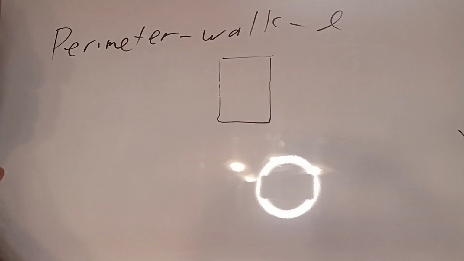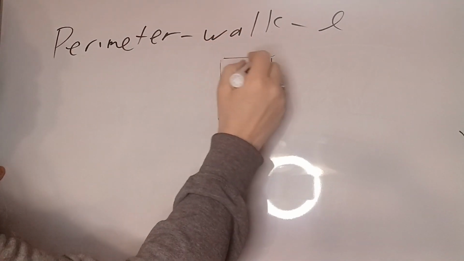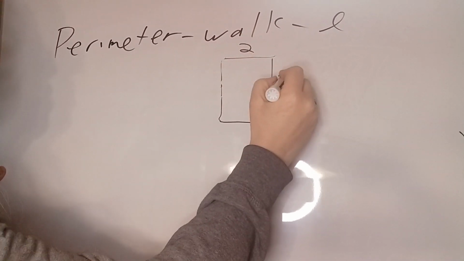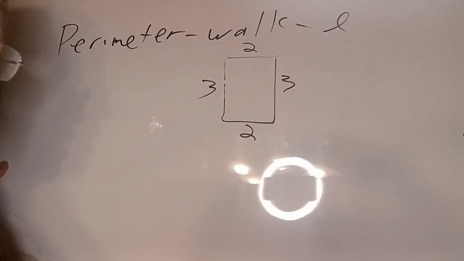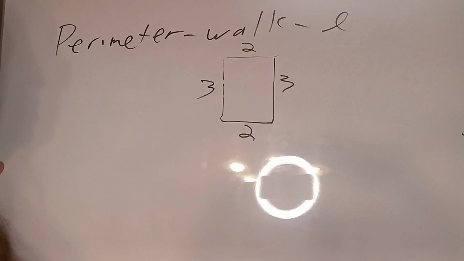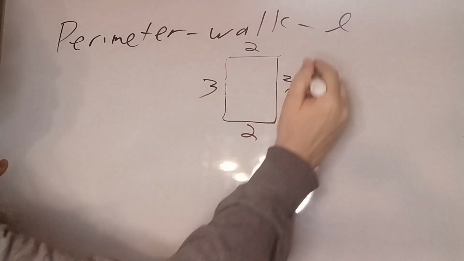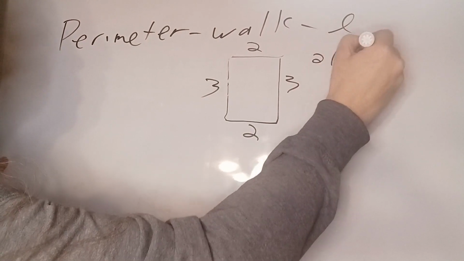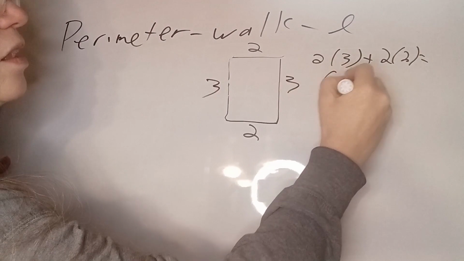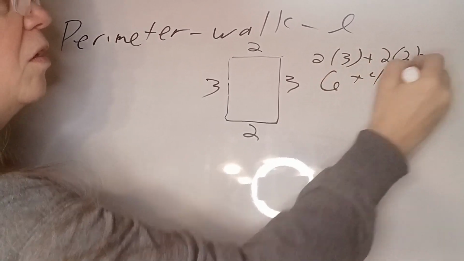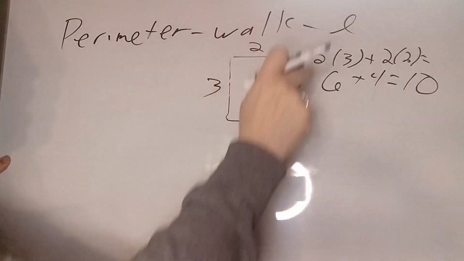We get this distance by measuring the sides and adding them up. For rectangular shapes, rectangles and squares and such, that's just going to be 2 times 3 and 2 times 2. So that is 6 plus 4. So that would be 10. The perimeter is 10. So we're adding it.